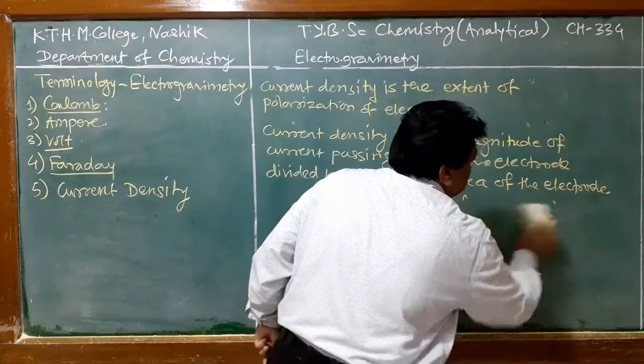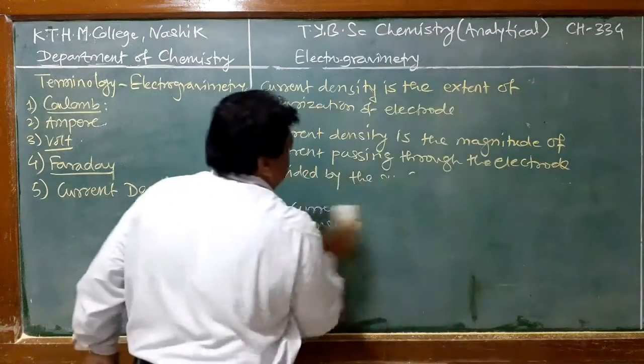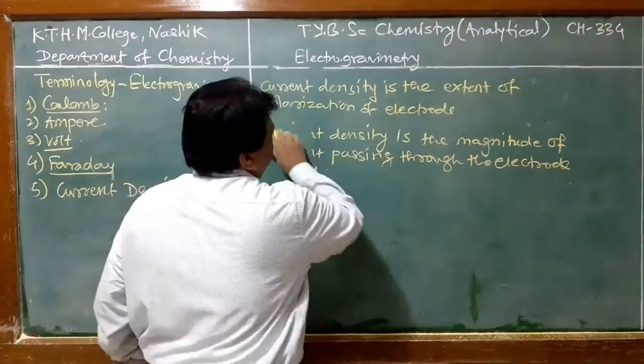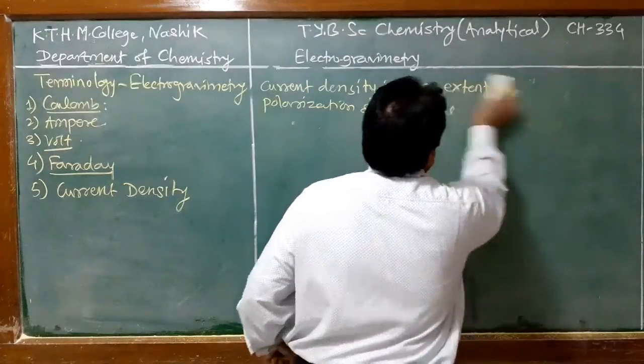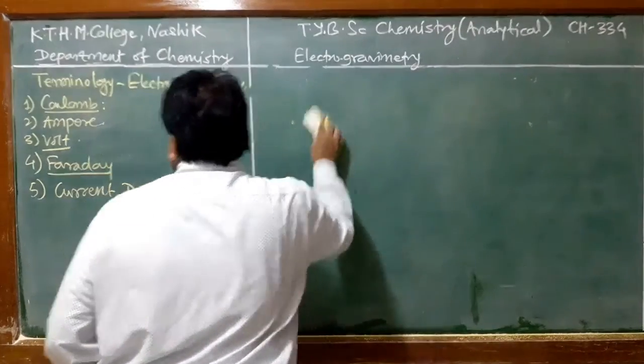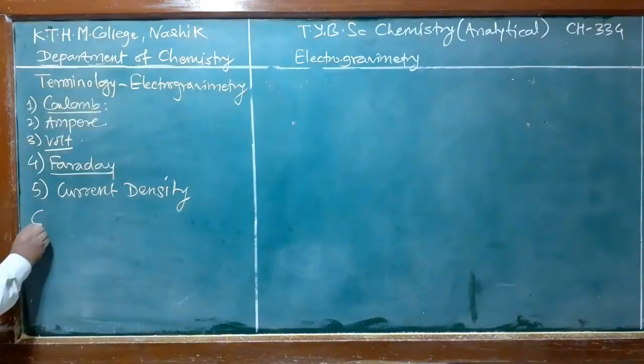Student, now we discuss current efficiency. Next terminology in electrogravimetry is the current efficiency.